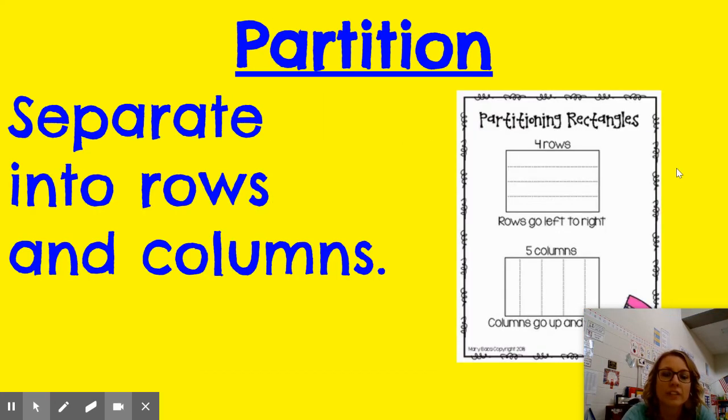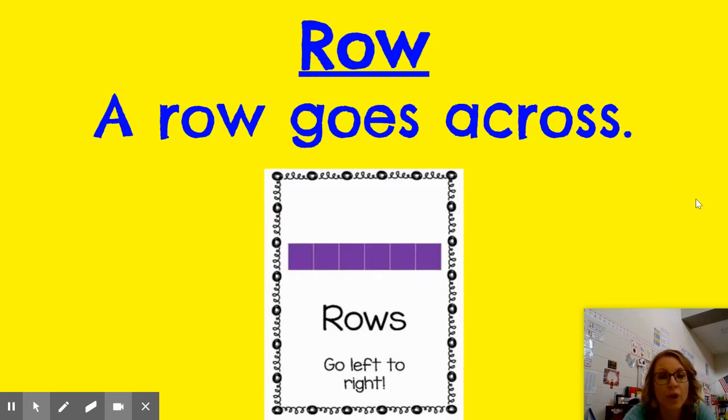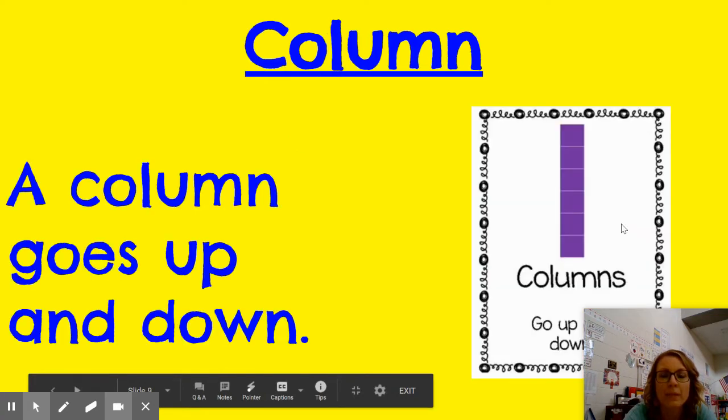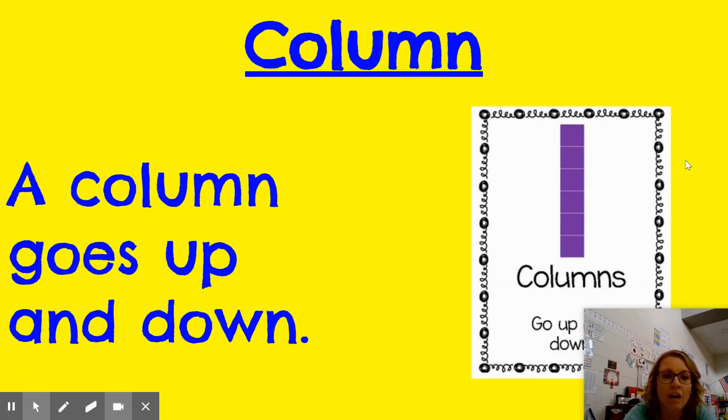Okay, our next word is partition. That's to separate into rows and columns. We're going to talk about rectangles and partitioning them this week. The next word is row. A row goes across. A row goes from side to side, like this picture. And the last word is column. A column goes up and down, like this picture.